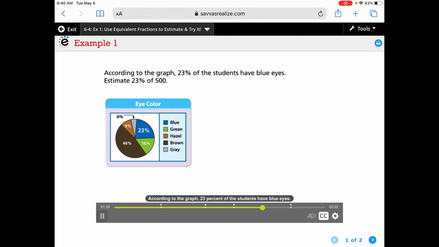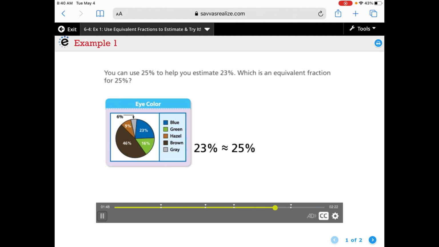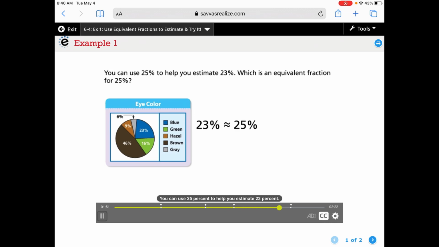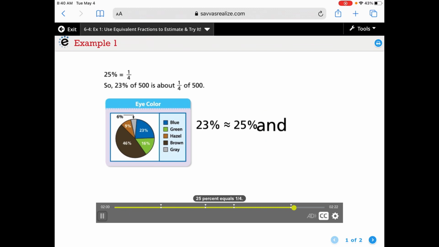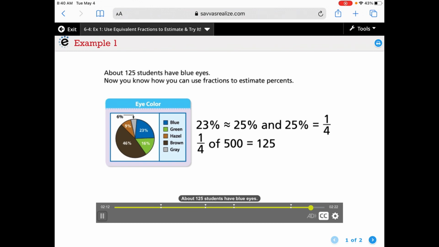According to the graph, 23% of the students have blue eyes. Estimate 23% of 500. So that's going to be 125, as we said. You can use 25% to help you estimate 23%. What is an equivalent fraction for 25%? Well, that should be 1/4. 25% equals 1/4. So 23% of 500 is about 1/4 of 500. About 125 students have blue eyes. Now you know how you can use fractions to estimate.